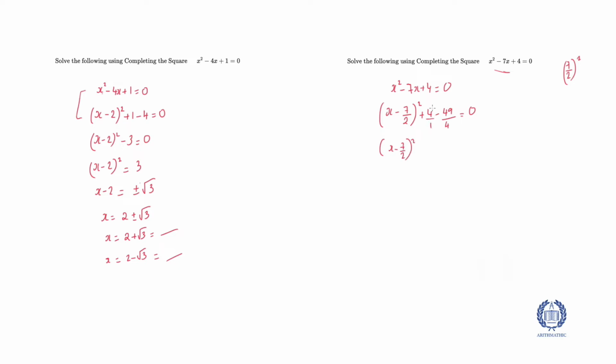If you want, you can use a calculator for this. I'm just going to work this out here. So that's 4 times 16, 49 over 4. So that's minus 33 over 4 equals 0. You can put this in your calculator as a fraction and work it out if you can't do this. Now we do the same thing as we did before.